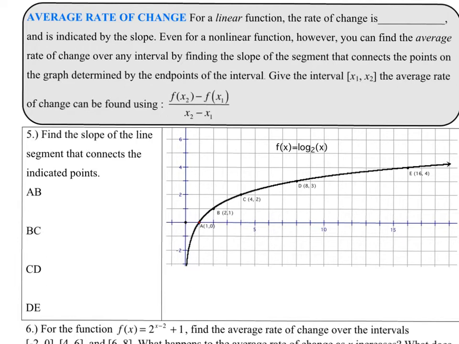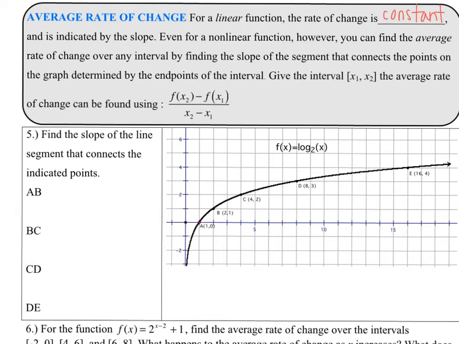Okay, average rate of change. For a linear function, the rate of change is constant, and it's known as the slope. Even for a nonlinear function, however, we can find the average rate of change over any interval by finding the slope of the segment that connects the points on the graph determined by the endpoints of the interval.